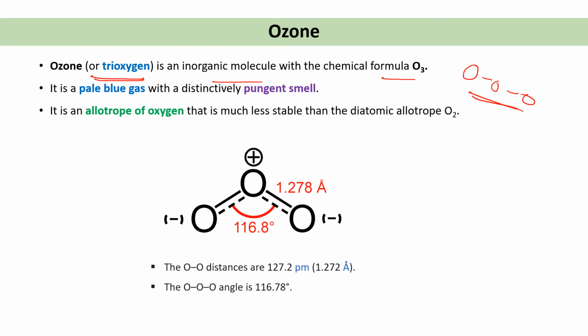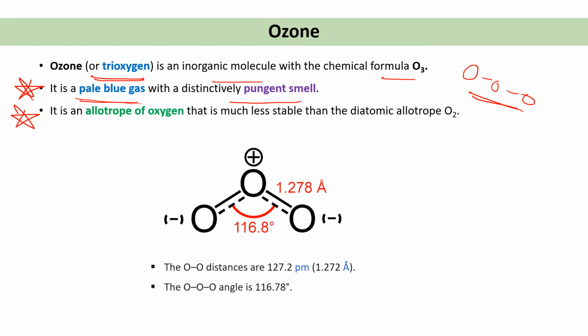कई बार एग्जाम में क्वेश्चन पूछा जाता है, व्हाट इज द कलर ऑफ ओजोन गैस। सो द कलर ऑफ ओजोन गैस इज द पेल ब्लू गैस, light blue gas. The color of ozone is light blue, and the ozone has a distinctive or specific pungent smell. So this is very important. Ozone has the color as well as smell both.